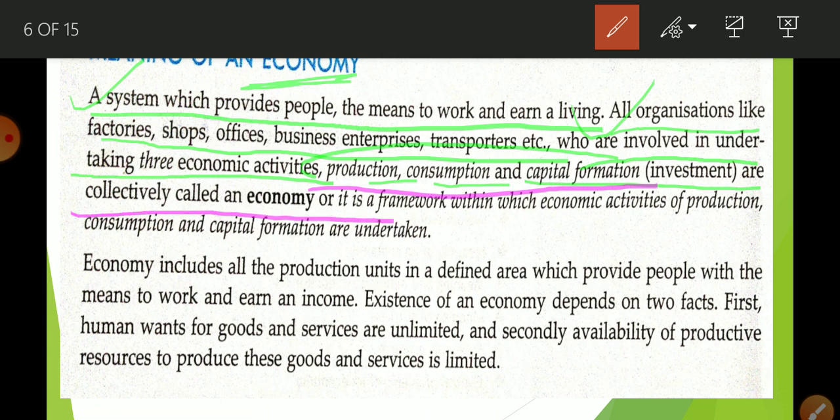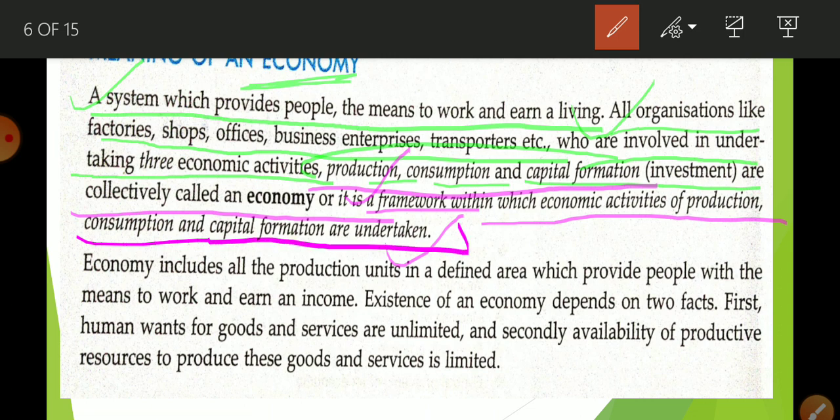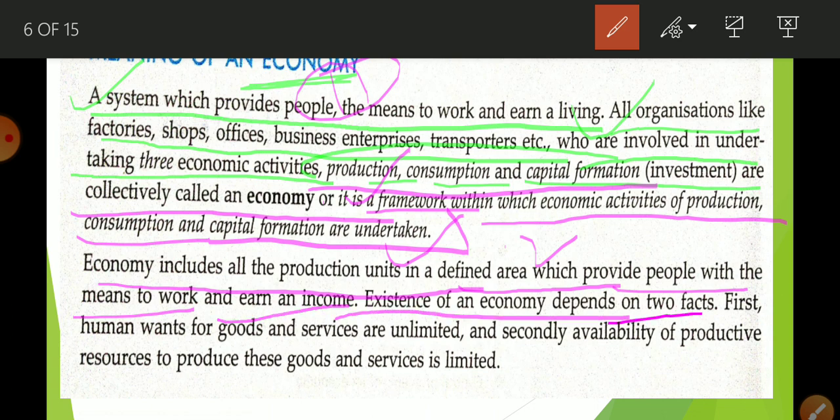Okay, this is one more definition that you can learn. It is a framework within which economic activities of production, consumption, and capital formation are undertaken. So this one you can learn, or this one you can learn. Now economy includes all the production units in a definite area which provide people with the means to work and earn a living. Existence of economy depends upon two facts. First, human wants for goods and services, and secondly, availability of production resources to produce those goods and services.